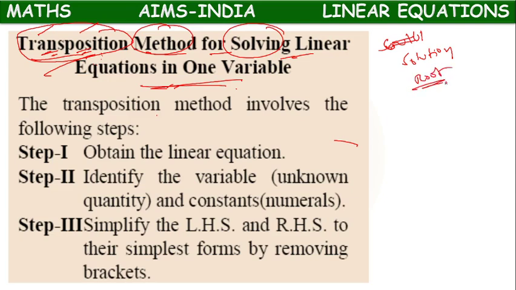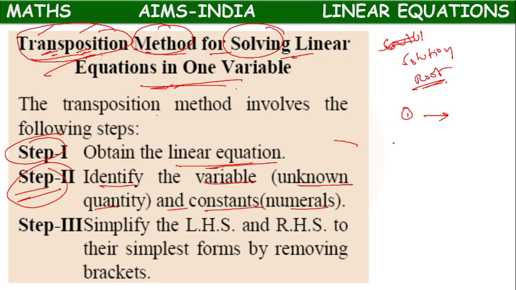So for that we have to follow some steps. Step 1, obtain the linear equation. First we have to take the linear equation. Step 2, identify the variable, unknown quantity and constants, numerals. In the second step we have to identify the variables. What are the variables? X, Y. Or what are the constants? 3, 4, like that we have to identify them.